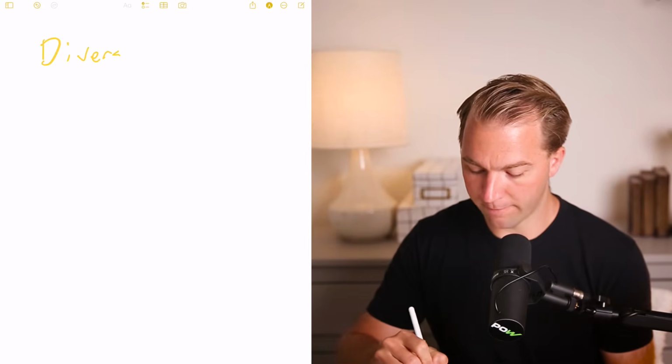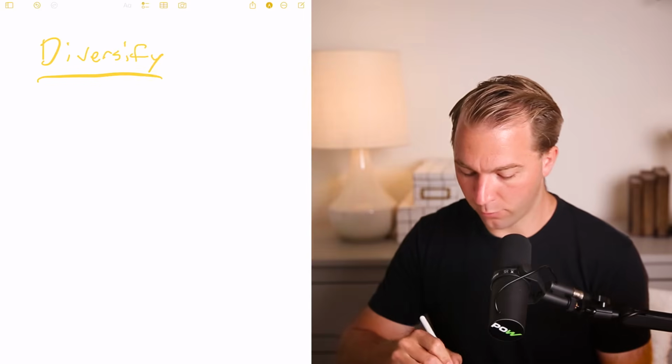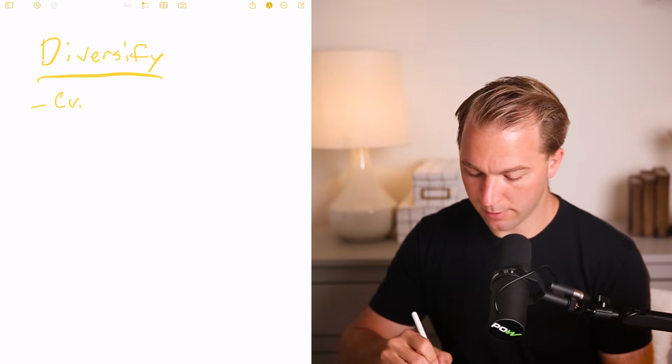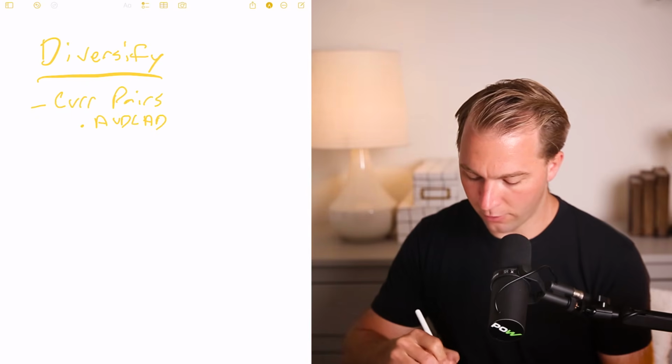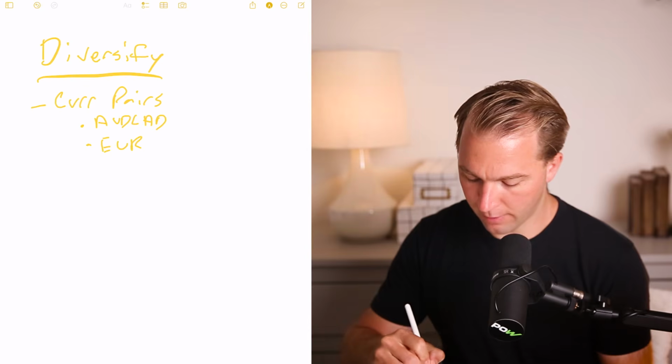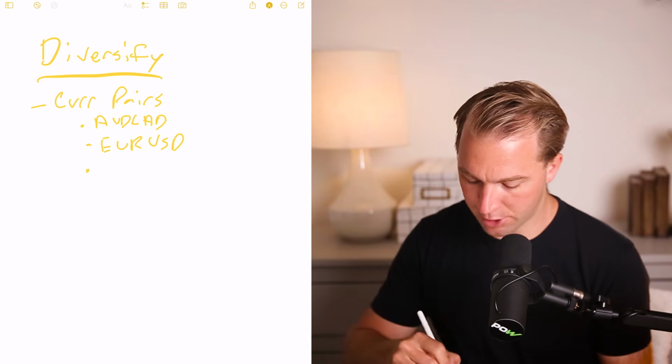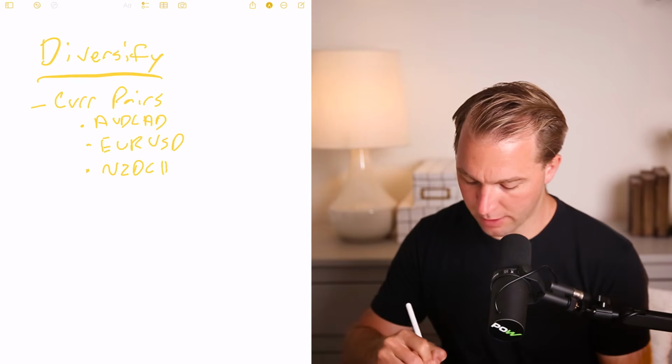So for that, we're going to jump into the whiteboard here, and we're going to talk about what exactly diversification is and why it's so critical to your automated trading strategy. When we talk about diversification, there are all kinds of ways that we can diversify. We can diversify through currency pairs. So we can trade AUD CAD, we can trade Euro USD, and then we can trade NZ CHF, just off the top of my head.